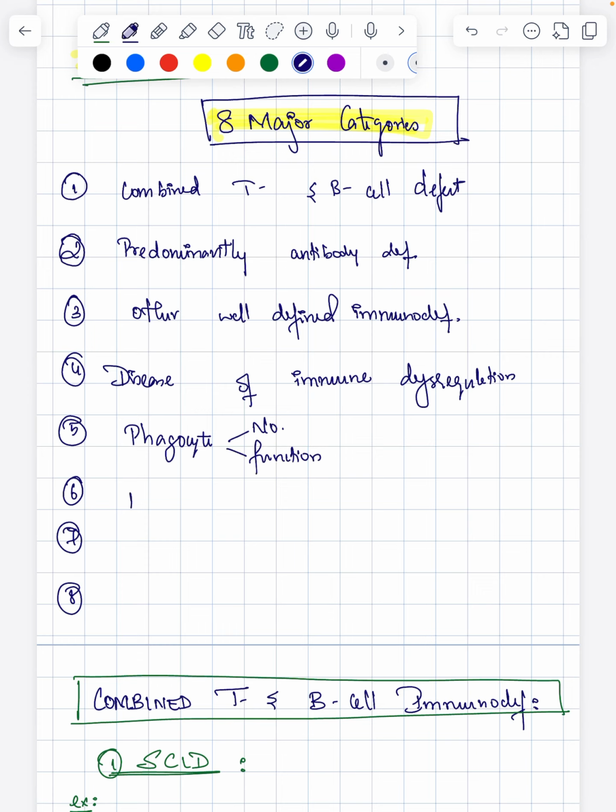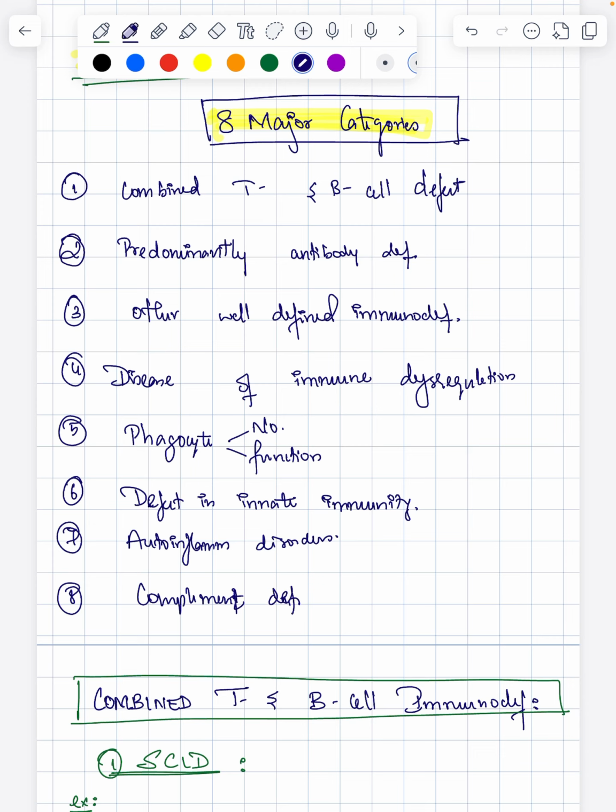Sixth classification is defect in innate immunity. Seventh is autoinflammatory disorders. Eighth classification is complement deficiency or complement disorders. So today I have taken combined T and B cell defect and predominantly antibody deficiency. We will discuss these two topics here.